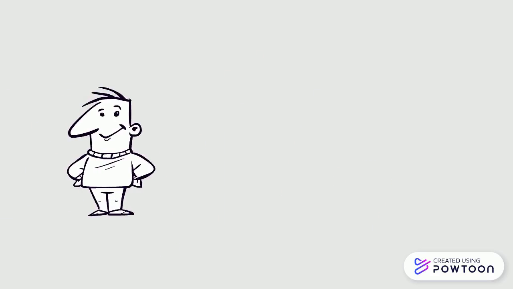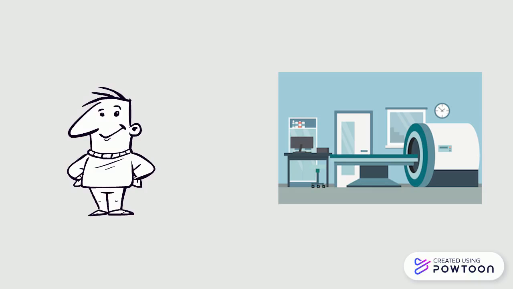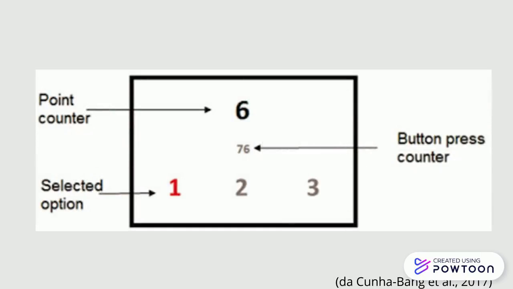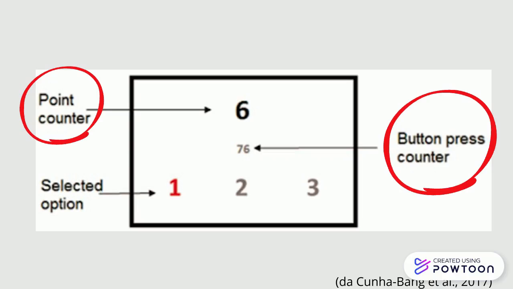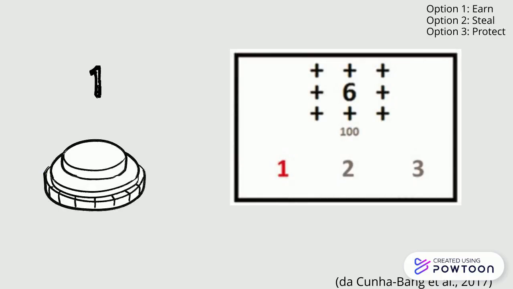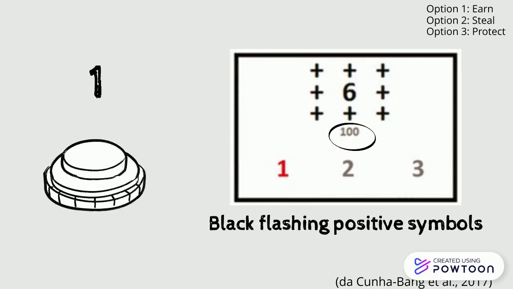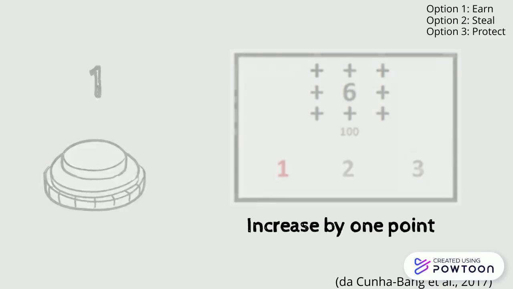After these instructions, the participants will be placed in an fMRI scanner. While in the fMRI scanner, participants will be presented with the game status on a screen. This includes their current total score and the total number of presses executed within the current chosen option. When participants press an option 100 times, the counter would show 100 and black flashing positive symbols will appear around the point total, which will then increase by 1 point.